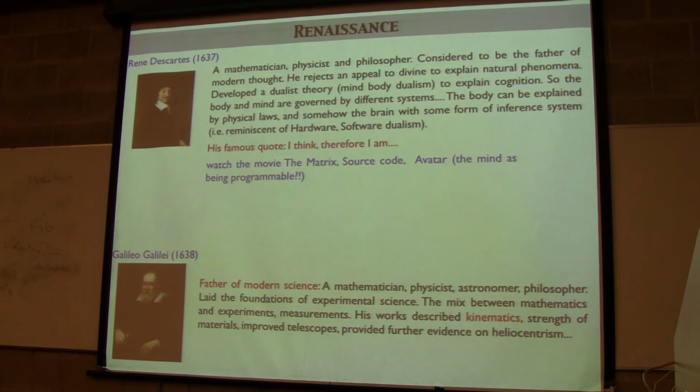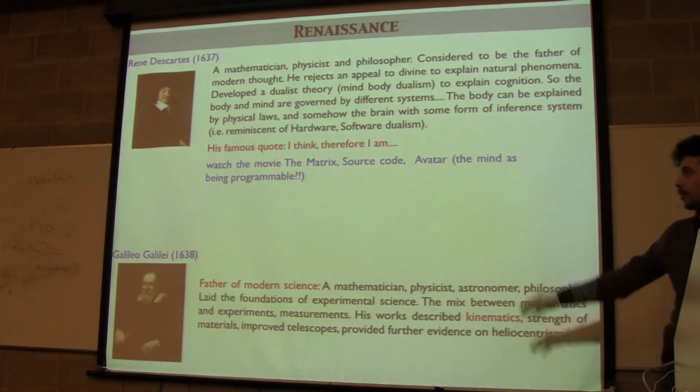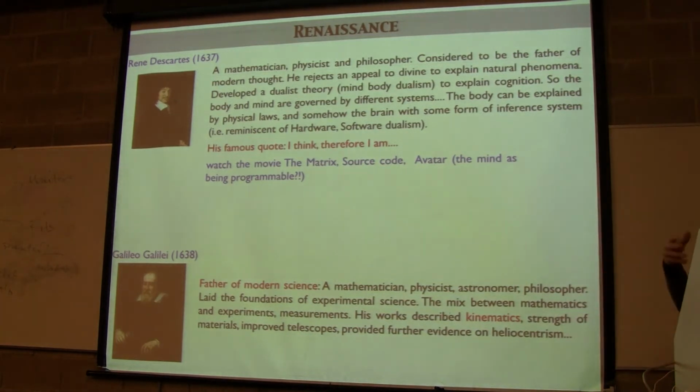So for the controlling part, he thought about a homunculus, he called it, a little man inside the brain at the center of the pineal gland, commanding everything. This is already a division of software and hardware. That's of course how we got The Matrix, source code, Avatar, with the mind being programmable. What you're saying is that your body is one thing, and your mind, the computing thingy, is another. And they hold the right from this idea.